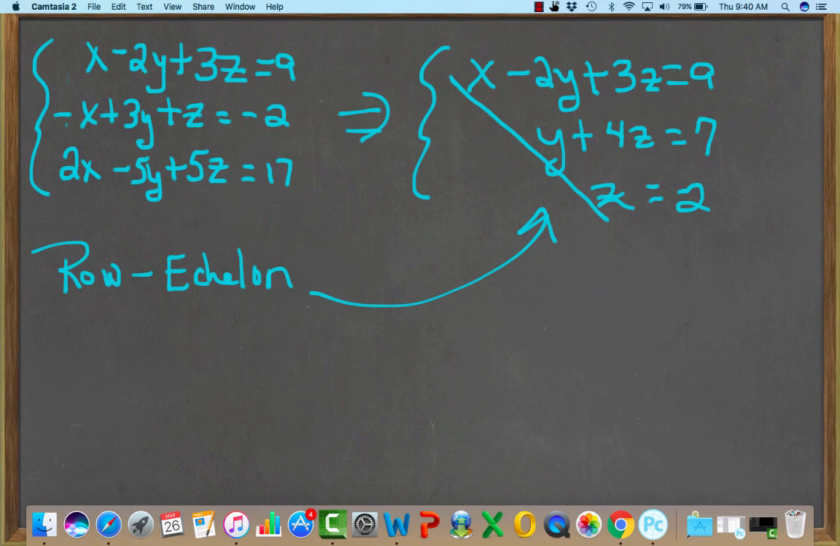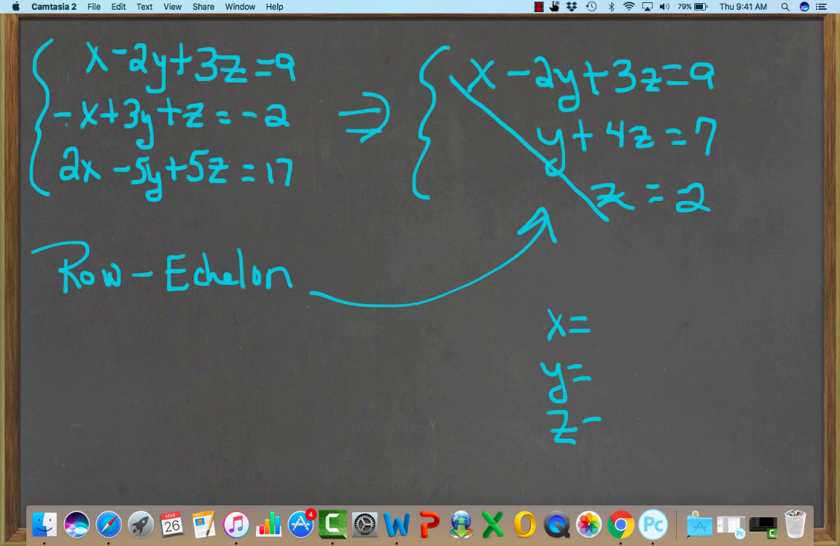Now, we can always get them to equal 1, but what happens is sometimes we end up with some fractions. So you don't have to get them to equal 1. You're going to see one of the examples that I do. I don't want to get it to equal 1 because it'll give me fractions. But if I can get it in the stair-step form, then I can use what we call back substitution to find my values for what x will equal, y will equal, and z will equal. We already know that z equals 2.